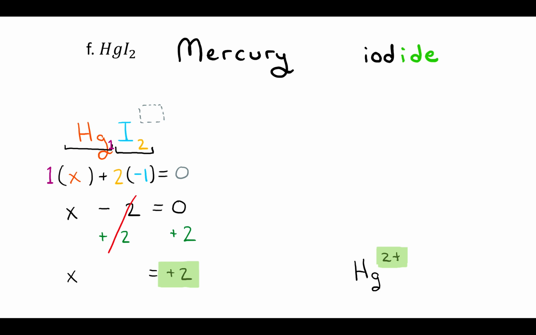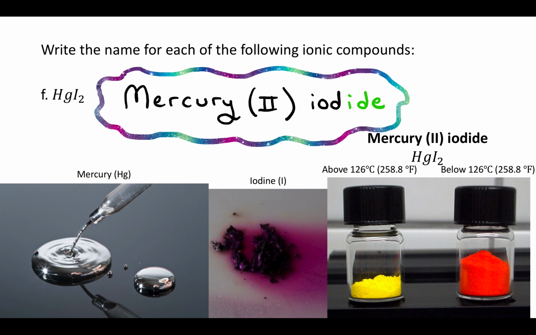And so we're going to write it in the name after the mercury as a Roman numeral in parentheses. So the name for HgI2 is mercury(II) iodide. So if you take mercury, which is the only metal that's liquid at room temperature, and you mix it with iodine, you will get mercury(II) iodide.